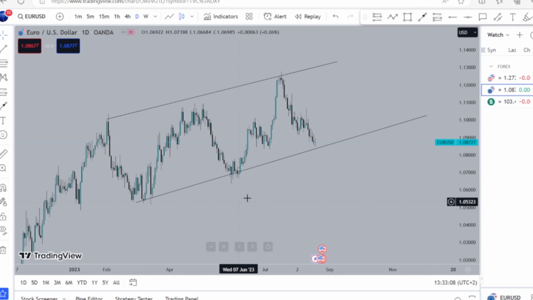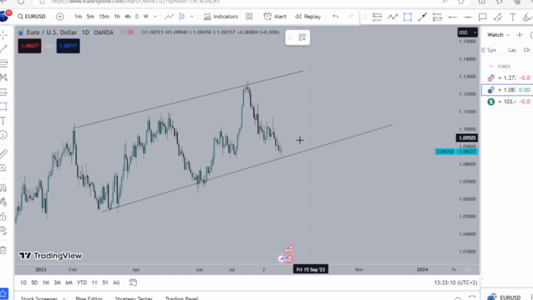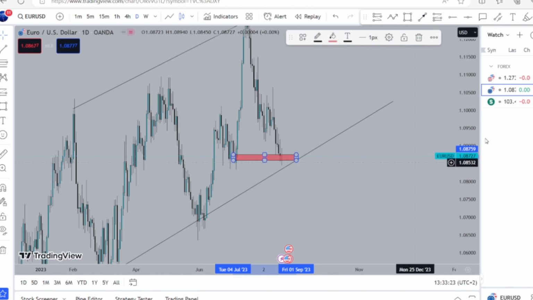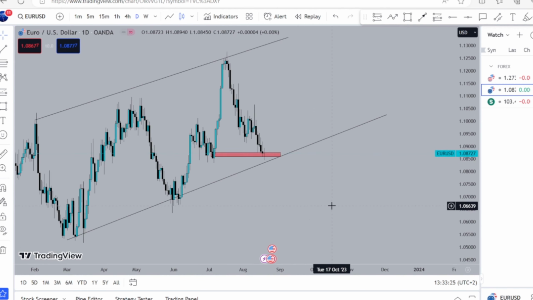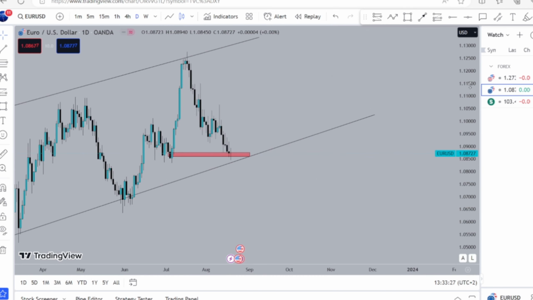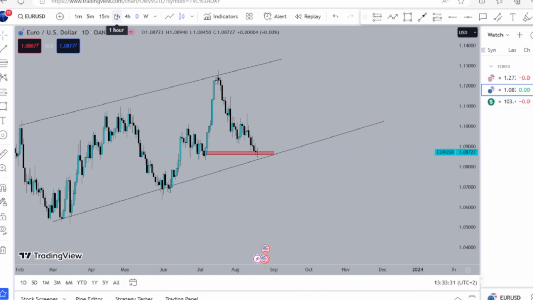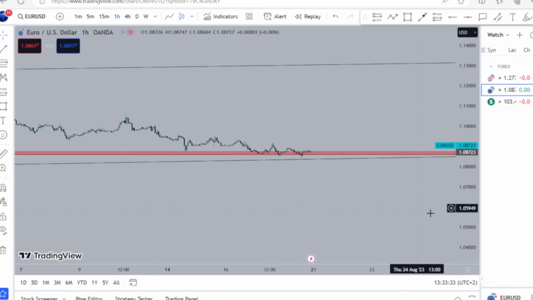Okay, my zone. My zone is where? My zone is here. Some might call it a demand zone, but I'm just calling it a support zone. It serves the same purpose, right? We're in a zone. So I've identified where the market is, and I've identified where the market could be heading. So now we're looking for a pattern on the 1 hour chart.